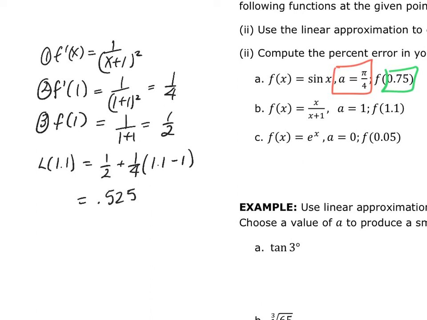So 0.525. Do you all agree? Let's find the error. The way we find the error is we do 100% times the absolute value of 0.525 minus, put 1.1 into the original function. When you put 1.1 into the original function, what gets kicked out?